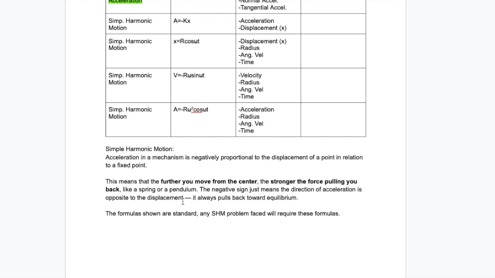So think on a Scotch yoke mechanism, as you'll see in chapter 3, that requires simple harmonic motion. As the crank rotates, it pushes the yoke out and through in its operating direction. But as it goes out, the further out it goes, the more acceleration works in the opposite direction. And then once it's pulled back, the acceleration pushes in the other direction to push it back out.